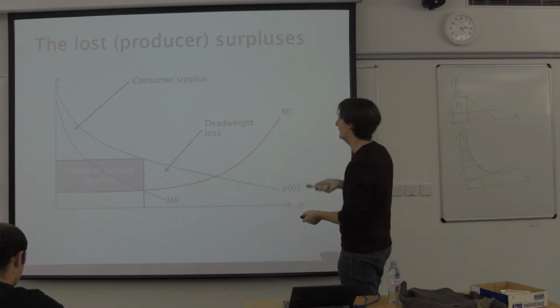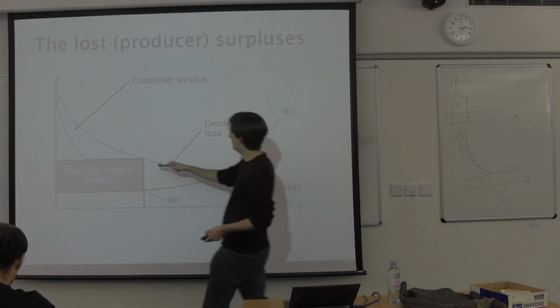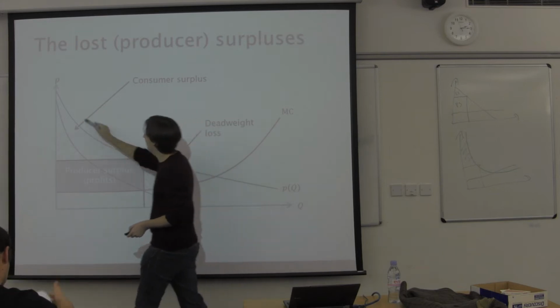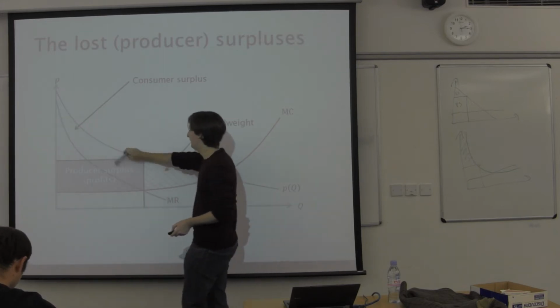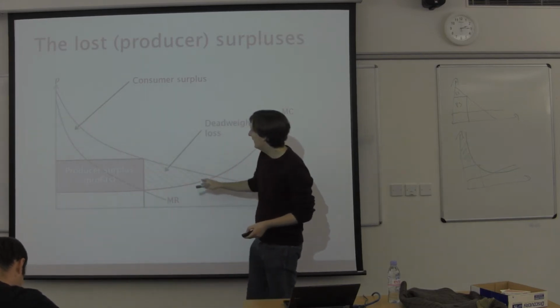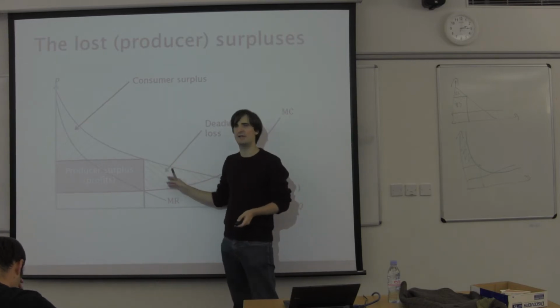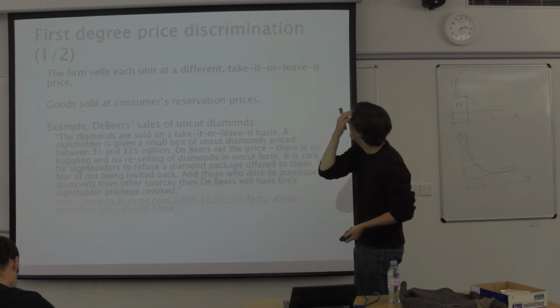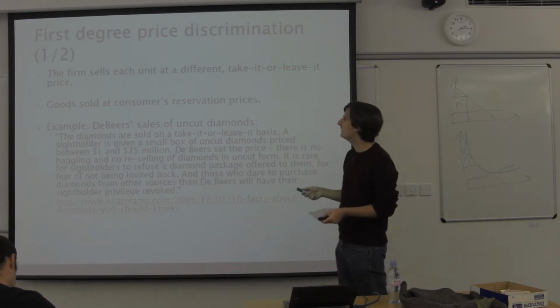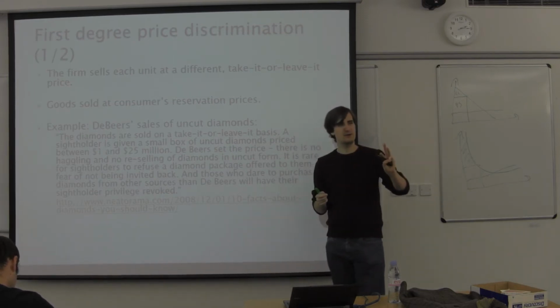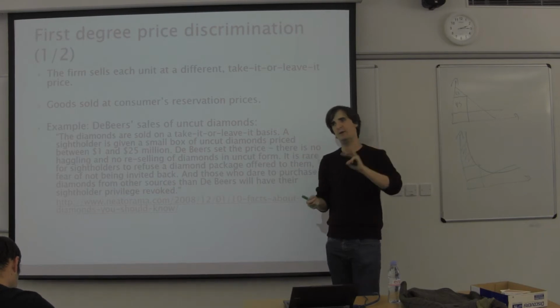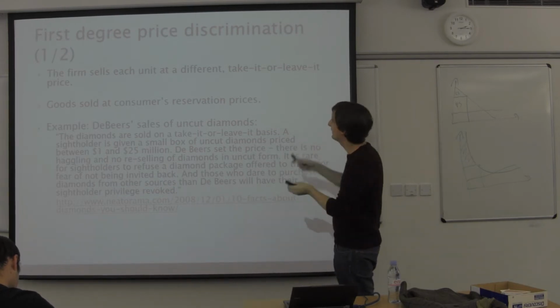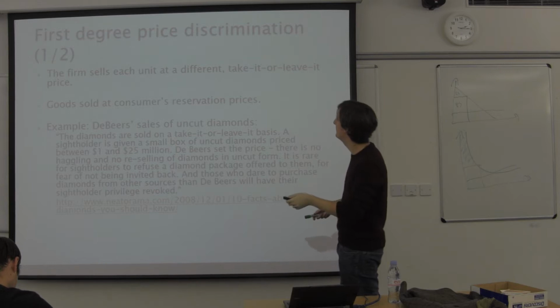Okay, so this is the graph I just drew on the board. Here's the producer surplus. Here's the consumer surplus, but the firm would really like to capture. And maybe they'd also like to capture some of this dead weight loss if they could. So there are three types of price discrimination we're going to look at: first degree, second degree, and third degree price discrimination. Okay, so we'll start with first degree price discrimination.